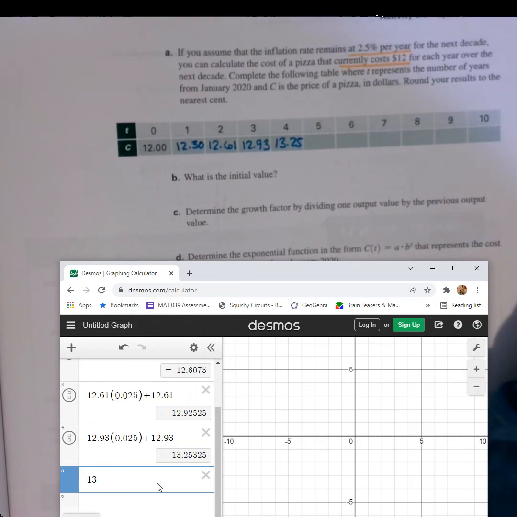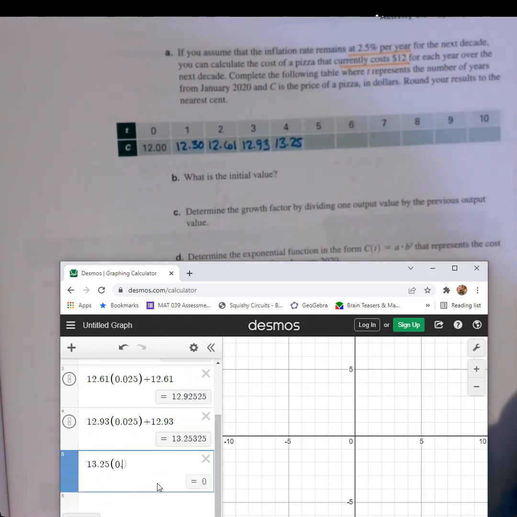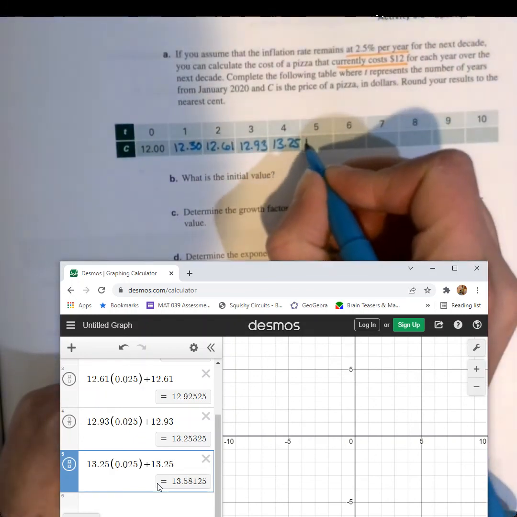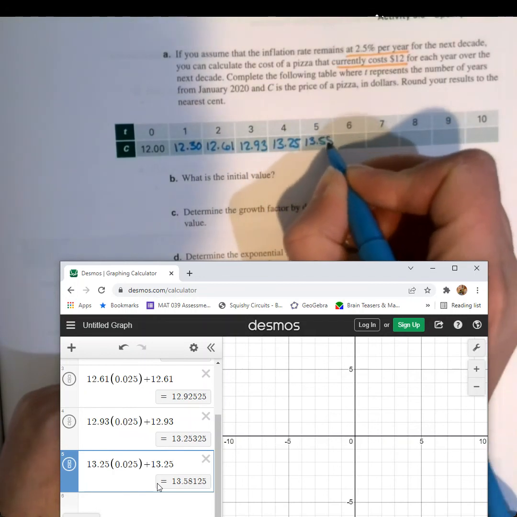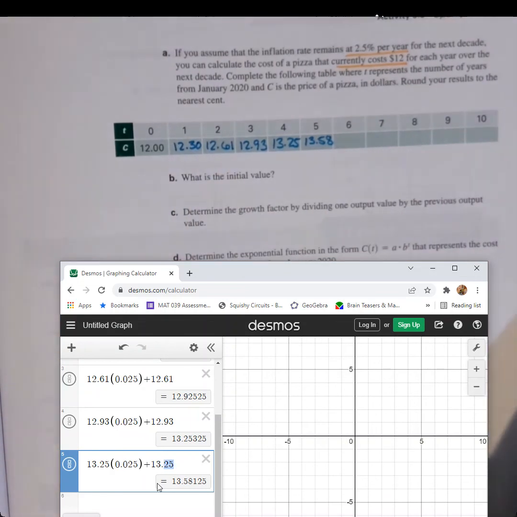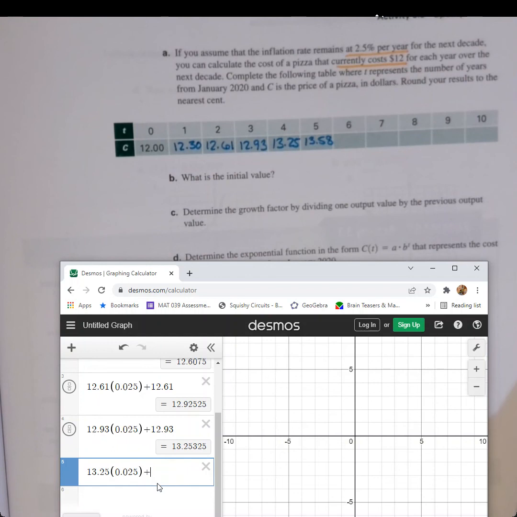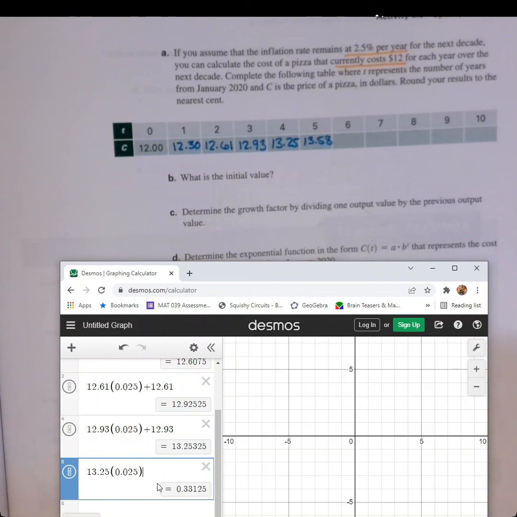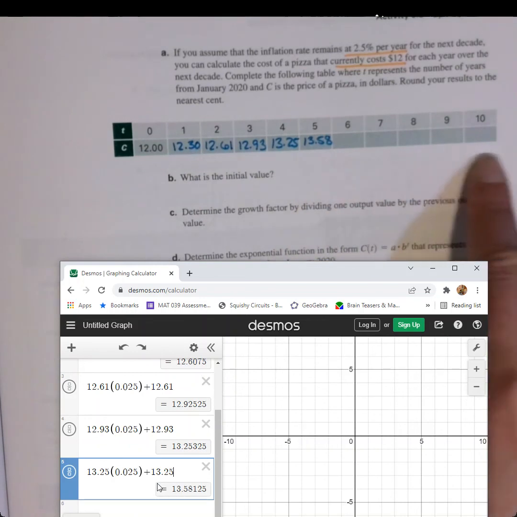So I've got my $13.25 times the inflation rate. Means it's going to cost an additional 33 cents this time, plus the $13.25 is now $13.58. So it went up by 30 cents the first time, 31 cents the next time. It's not going up by a lot more each time. This time it's only going up by 33 cents compared to the 30 it was originally. So it's going up by just a teeny tiny bit more each time. Okay. All right, I'll come back and fill those in a bit. So you can keep going and fill yours in and then we can compare in a moment.